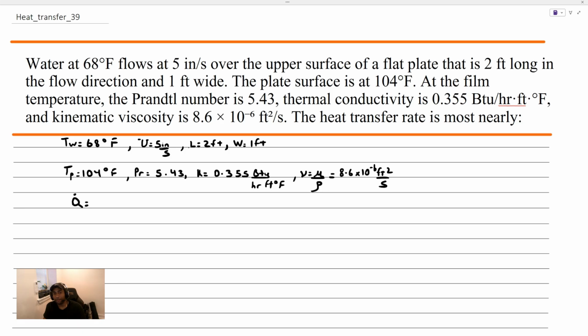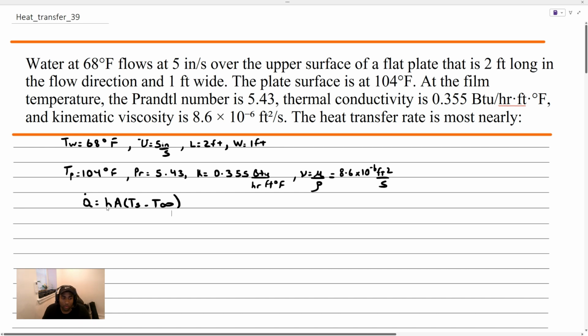We have a fluid flowing over a surface. Whenever you have fluid flowing over a surface, that is convection, right? Fluid movement that transfers heat is convection. The most important equation when dealing with convection is that the heat transfer rate is equal to hA(Ts minus T infinity). That's Newton's law of cooling, where h is the convection coefficient, A is the area where the heat transfer is occurring, Ts is the surface temperature, and T infinity is the temperature of the flow.